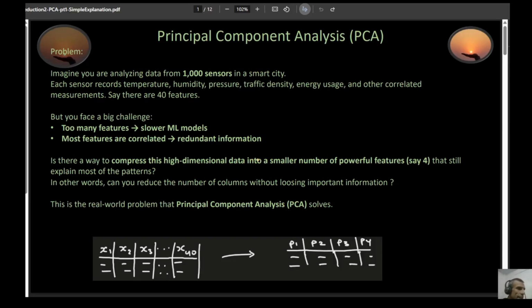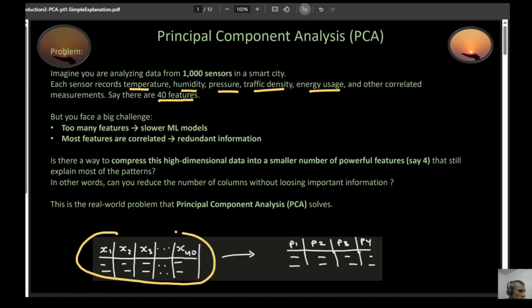Imagine you are analyzing data from 1,000 sensors located in a smart city. These sensors record, for example, temperature, humidity, pressure, traffic density, energy usage, and other correlated measurements. So let's say there are a total of 40 features. In other words, there are 40 columns. And let's say these are your data right here: X1, X2, X3, all the way to X40. These represent your 40 columns.